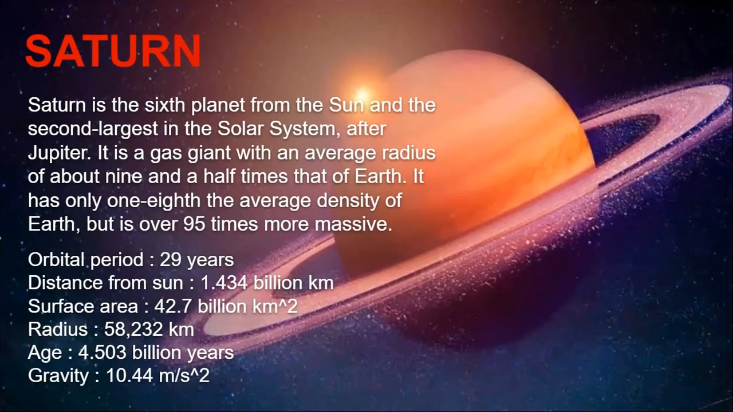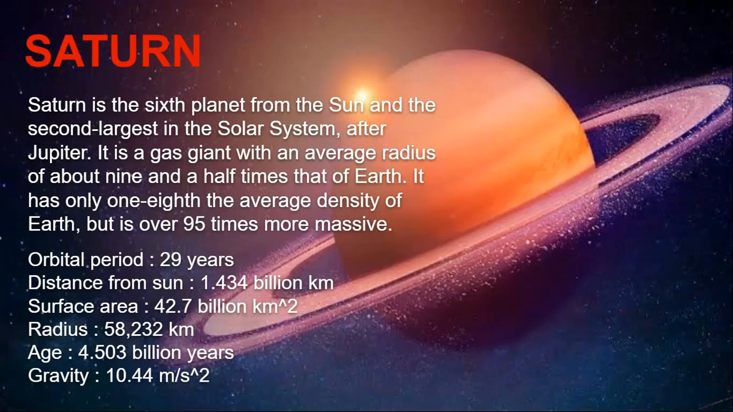Now let us learn about Saturn. Saturn is the sixth planet from the Sun and the second largest in the solar system after Jupiter. It is a gas giant with an average radius of about 9.5 times that of Earth. It has only 1/8 the average density of the Earth but is over 95 times more massive.